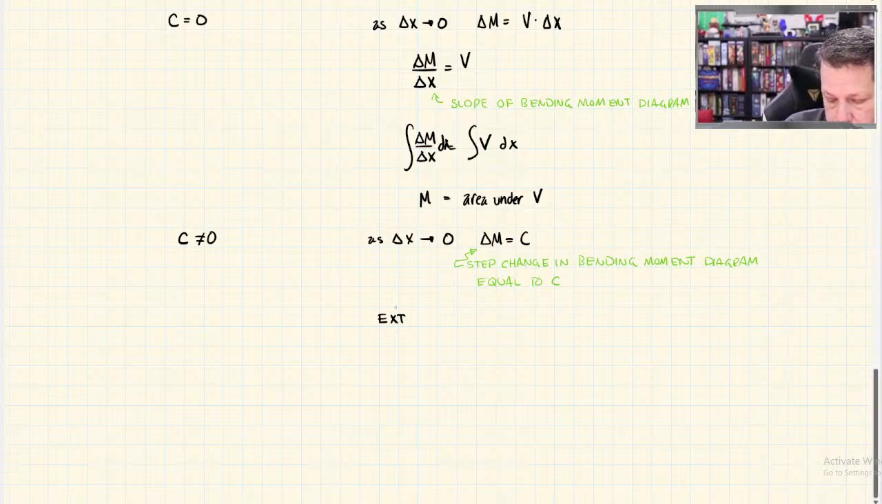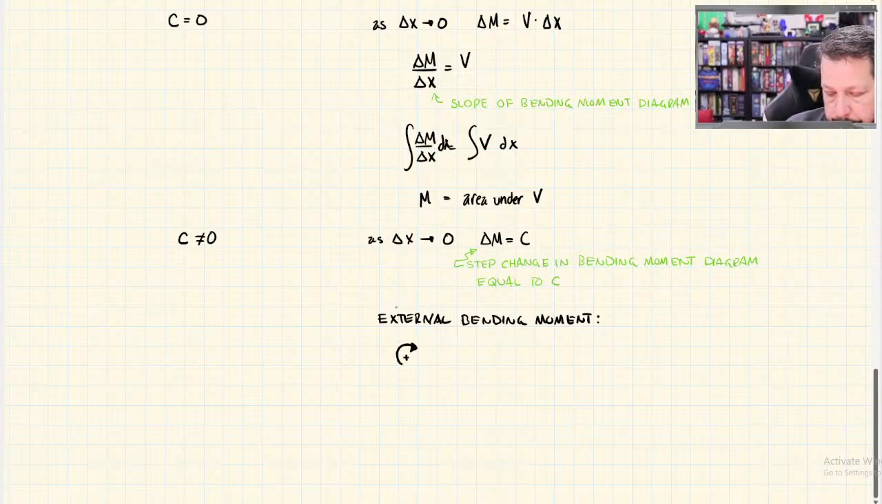an external bending moment, a clockwise one is positive and a counterclockwise is negative. So we just have to agree on that. It's for all of our stuff to work out.